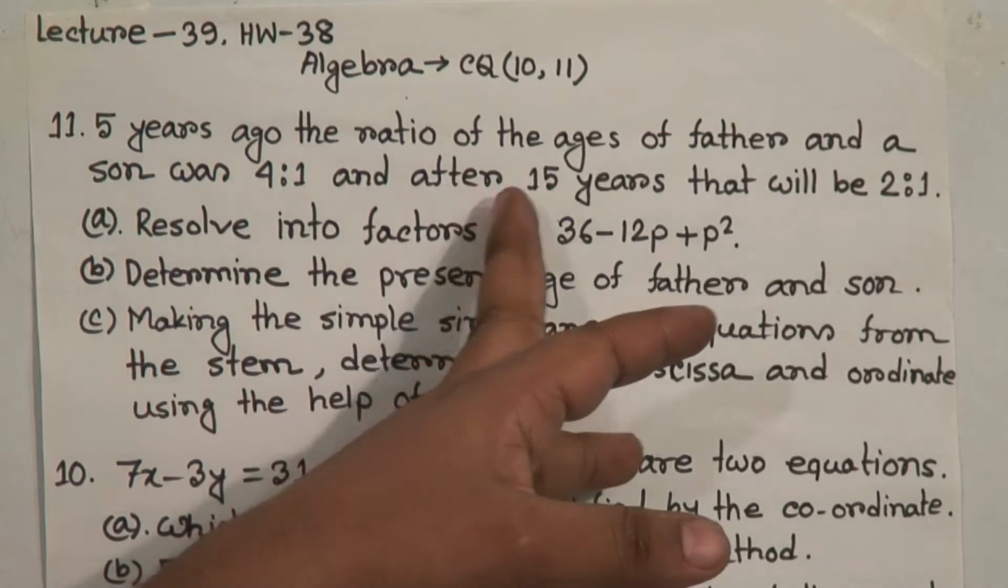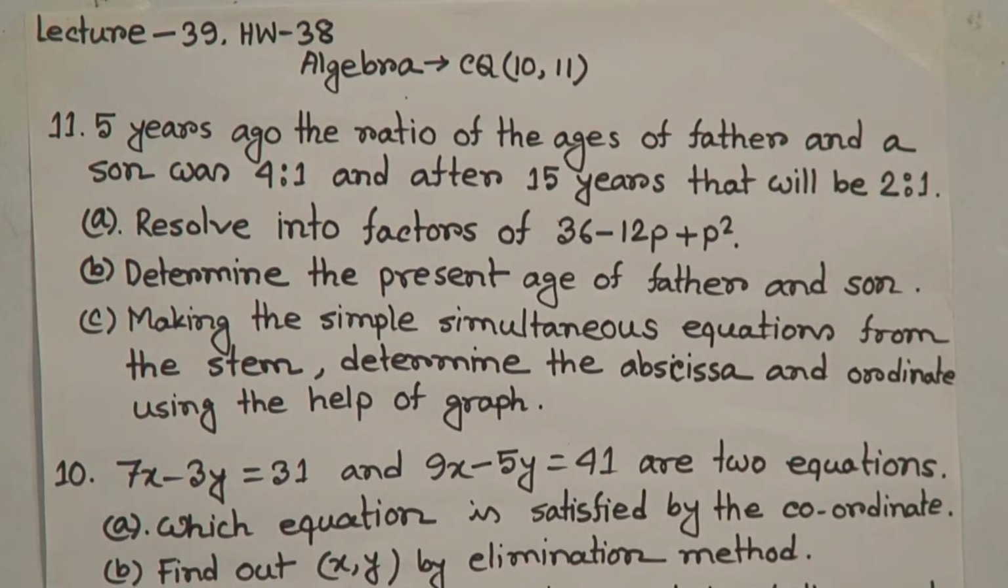After that, after 15 years, since the present age of father is x years and the present age of son is y years, their ages will be x plus 15 and y plus 15 years. So by using that equation, we shall solve. After that, we get the present age of father and present age of son. So let us start B.